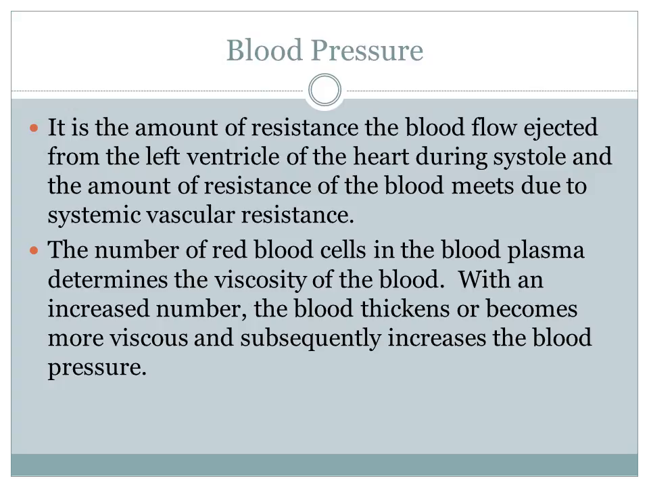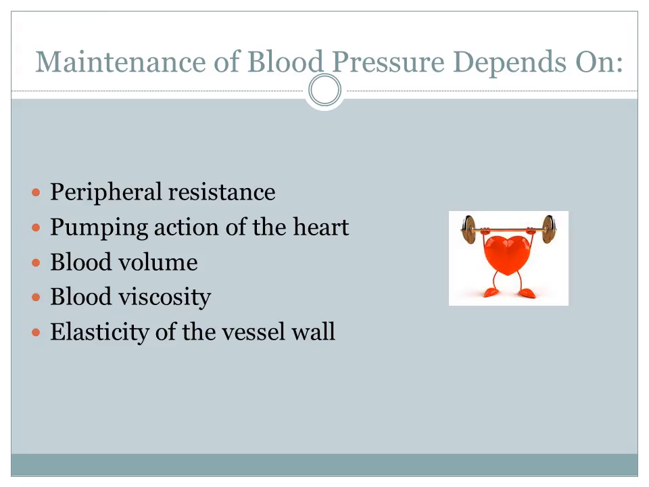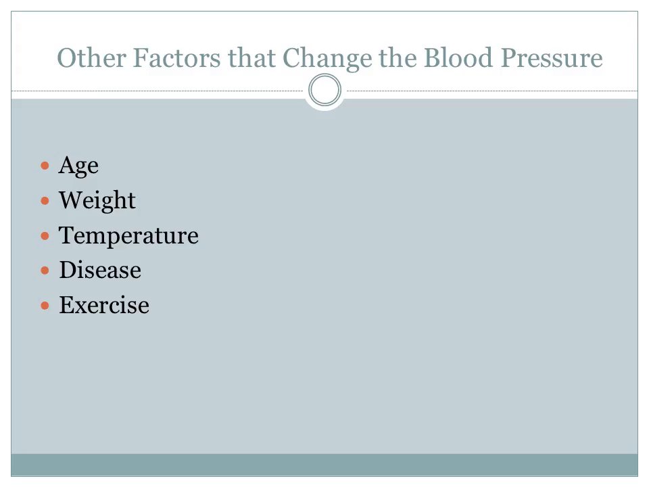Blood pressure. It is the amount of resistance to the blood flow ejected from the left ventricle of the heart during systole, and the amount of resistance the blood meets due to systemic vascular resistance. The number of red blood cells in the blood plasma determines the viscosity of the blood. With an increased number, the blood thickens or becomes more viscous and subsequently increases the blood pressure. Maintenance of blood pressure depends on peripheral resistance, pumping action of the heart, blood volume, blood viscosity, and elasticity of the vessel wall. Other factors that change blood pressure: age, weight, temperature, disease, exercise, and stress.